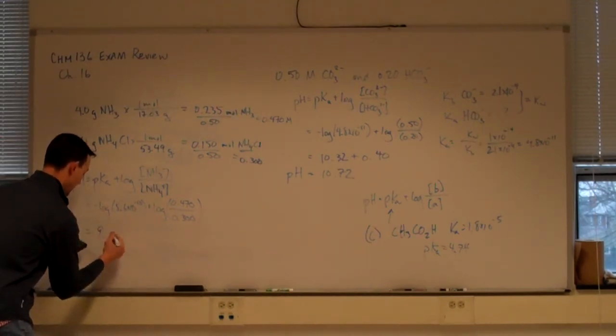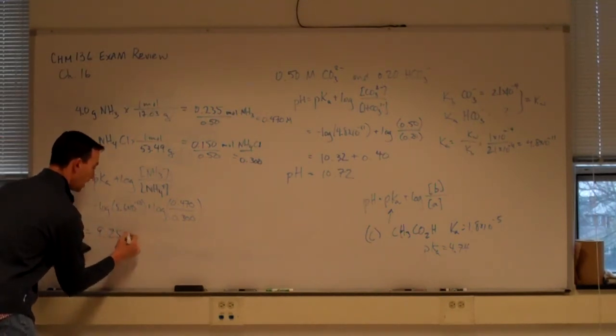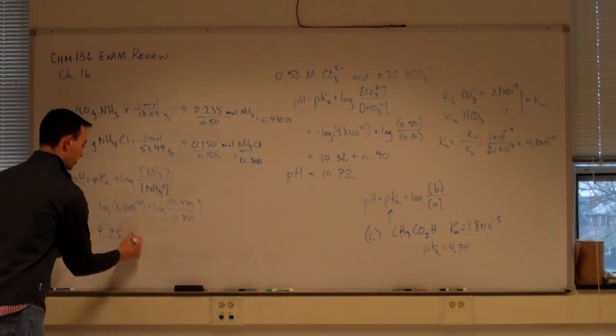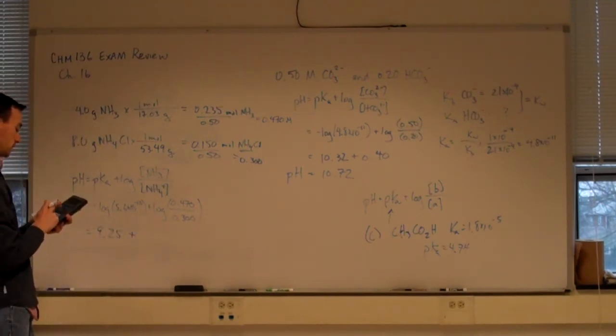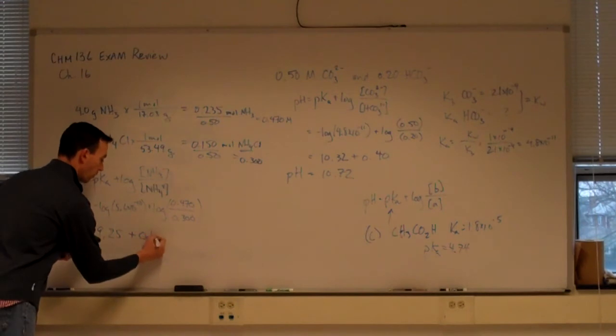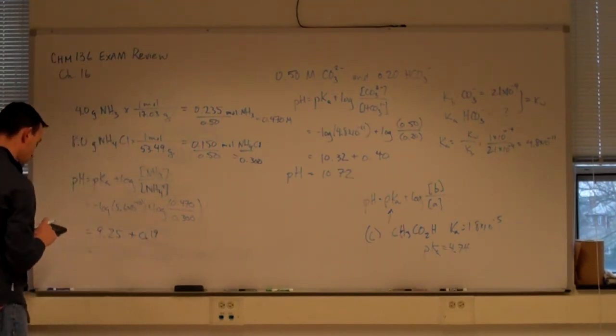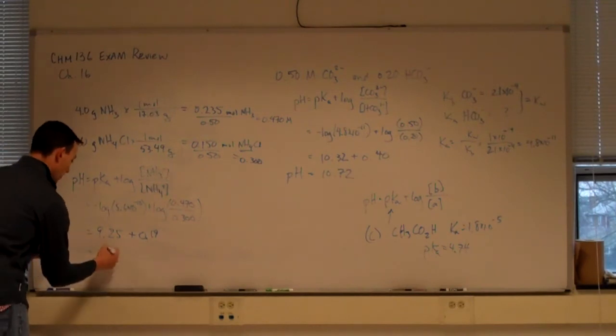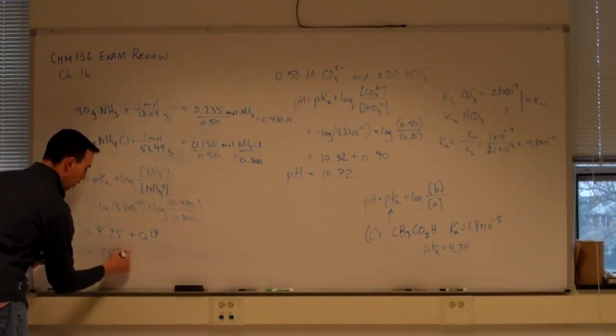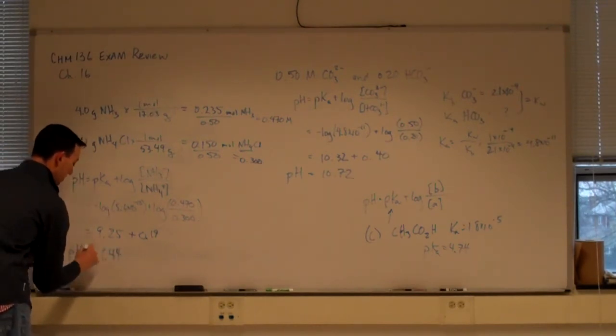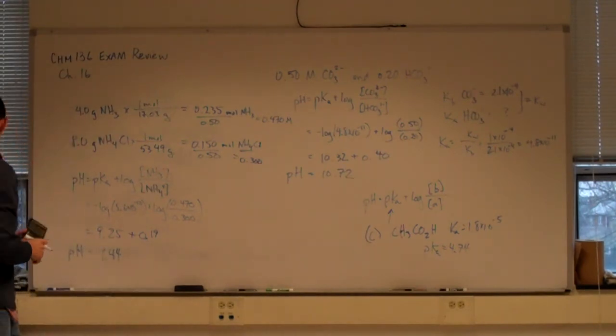Our pKa is 9.25. It's going to be plus, because the base is higher, I know that's going to be a positive value, 0.19. So we're at 9.44 as the pH of this buffer.